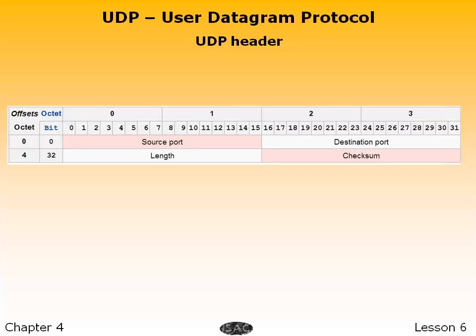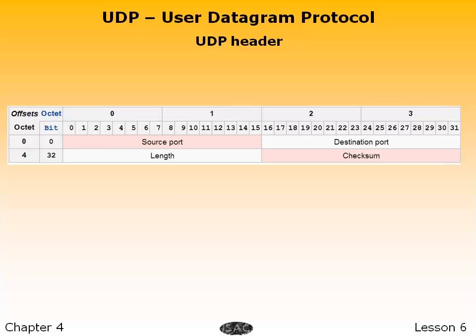In IPv6 jumbograms, it is possible to have UDP packets of size greater than 65,535 bytes. This allows for a maximum length value of 4,294,967,295 bytes, or 2 raised to 32 minus 1.